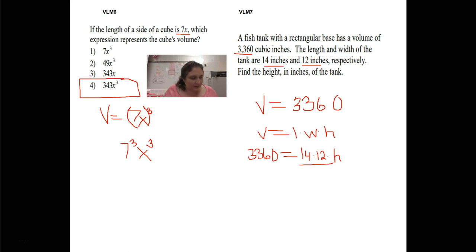14 times 12. So this gives us 168h equals 3,360. And then we're going to divide both sides by 168. And that gives us 20. So 20 inches is the height.